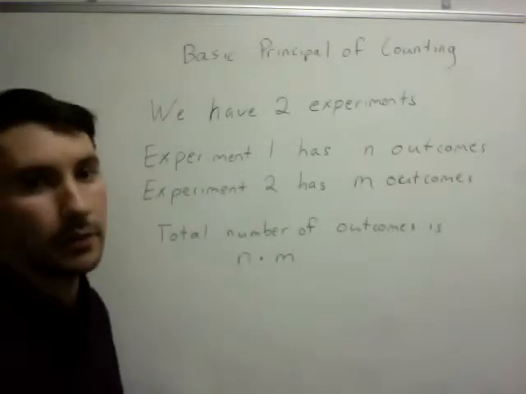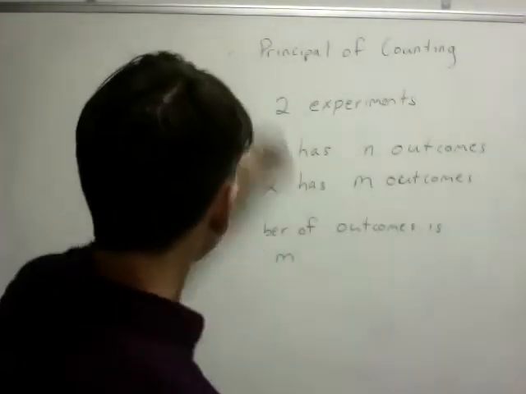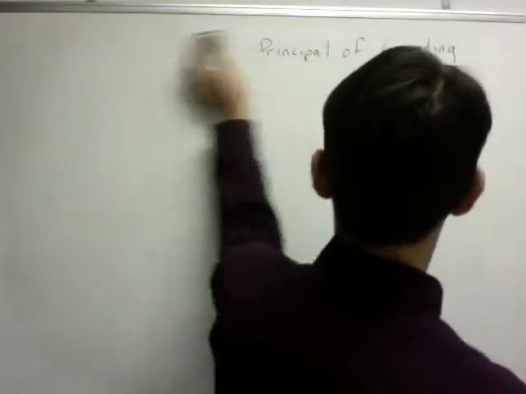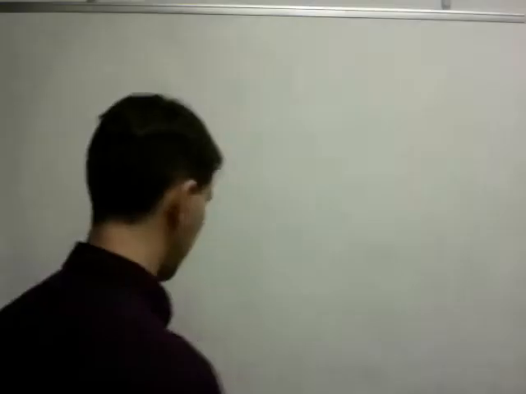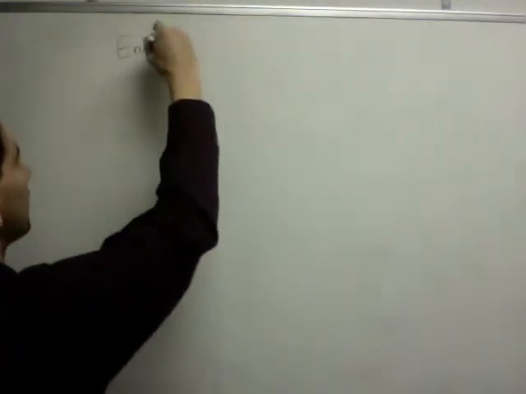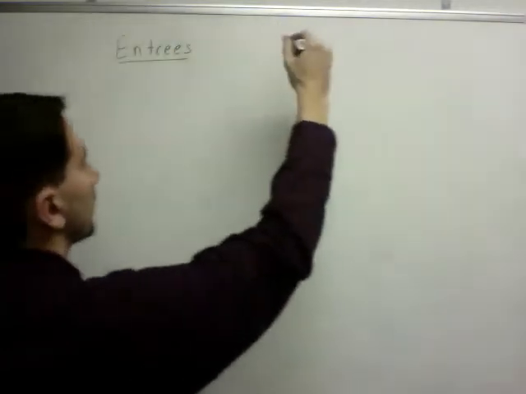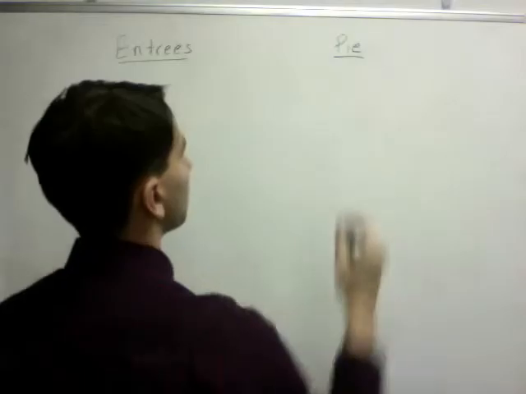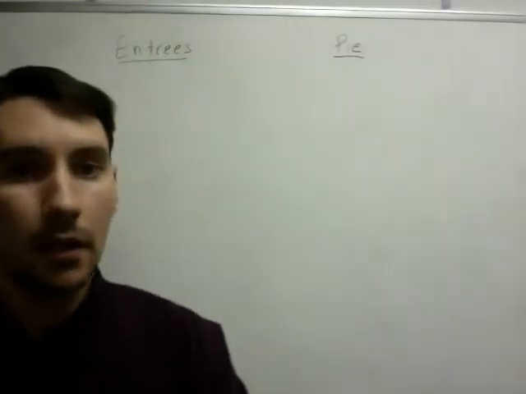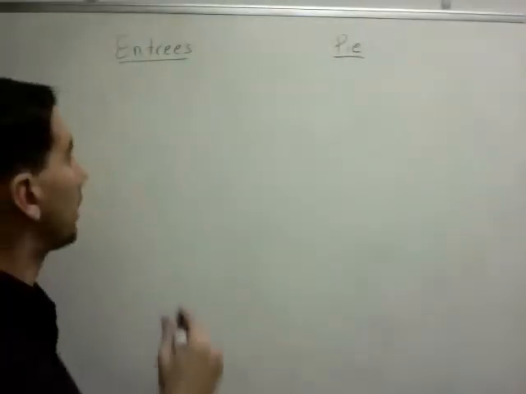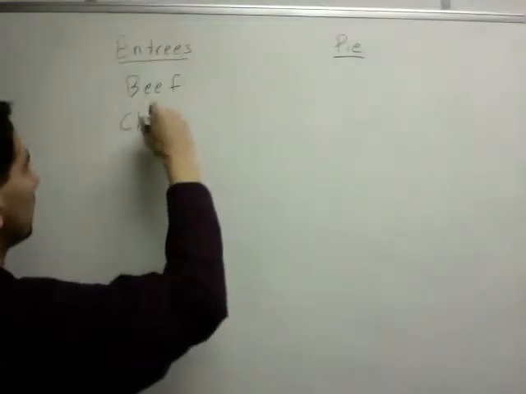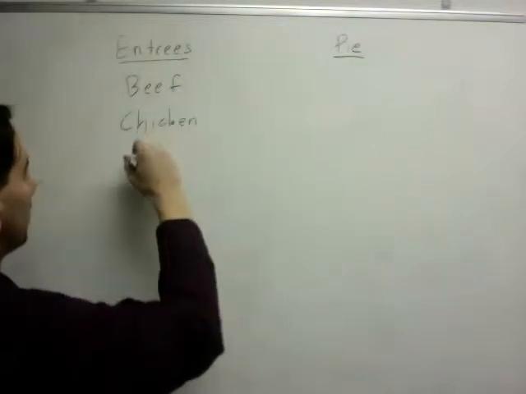So let's run through a quick example of this. Suppose you're invited to a dinner. It's a slightly formal occasion, and they've gotten 3 entrees for you to choose from before you arrive, and then they've gotten 2 desserts. We'll say you're going to have to choose a pie, so there's a pie to go with your entree. Of the entrees, you have 3 choices. You could choose beef, you could choose chicken, or you could have fish.